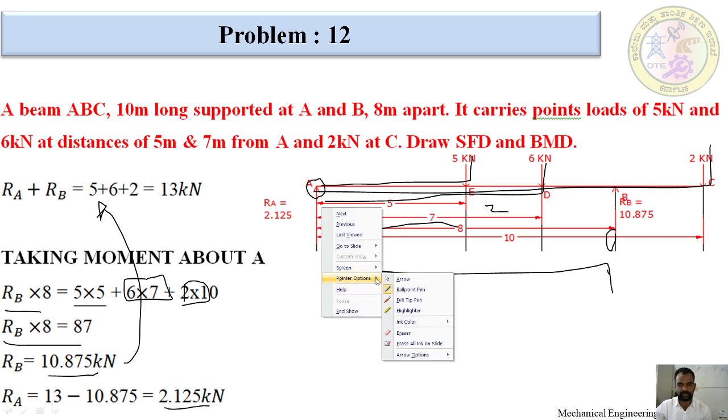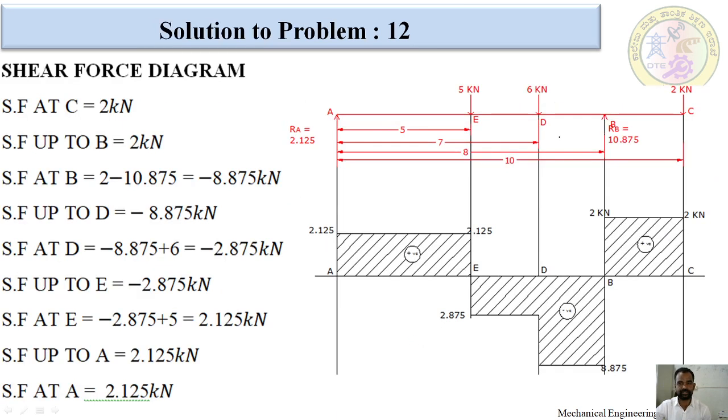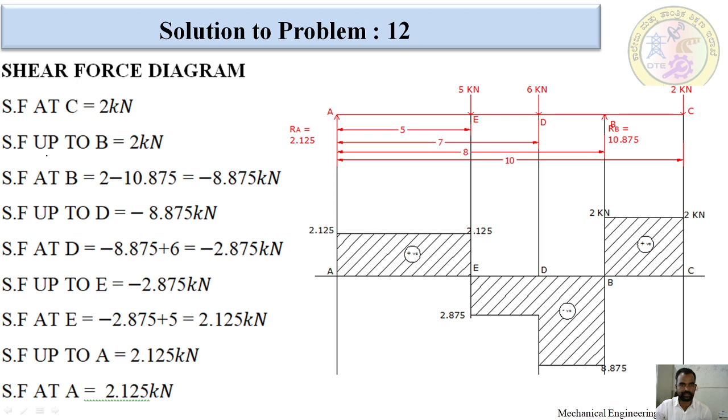After that, as usual, we have to calculate the shear force diagram. This is the shear force calculation. First of all, I am going to calculate right of the section. Upward forces are taken as negative, downward forces are taken as positive. From right of the section, this is the downward force, this is positive. For that reason, at C we are having 2 kN positive. Up to B point, we are having the same load because there is no load between these 2 points.